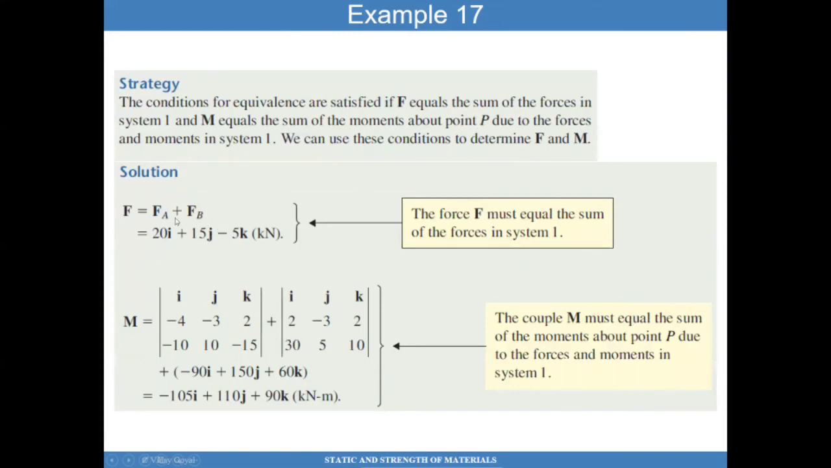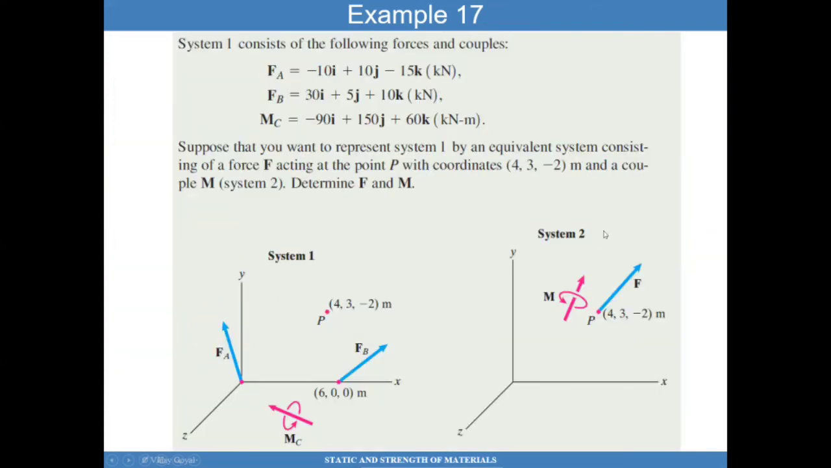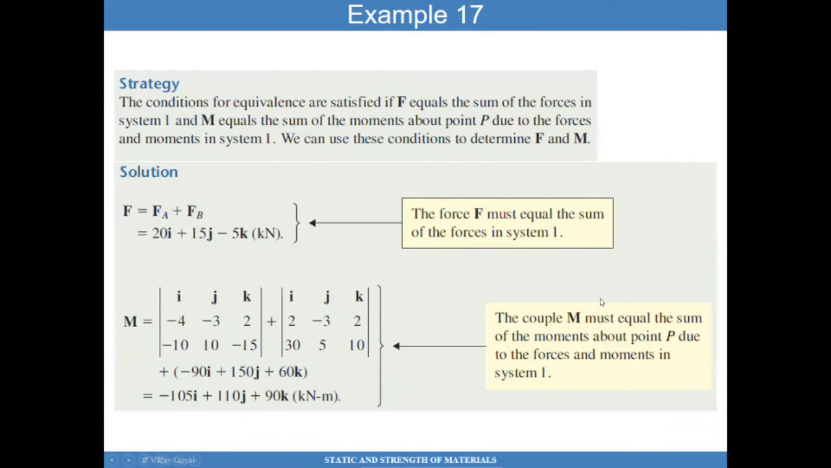So FA plus FB gives me this, and so basically system 1 and system 2 are so far equivalent. We've made them equivalent. And so now I have to come up with a moment that, if I work out some moments about point P, I can then calculate what the moment will be for system 1.